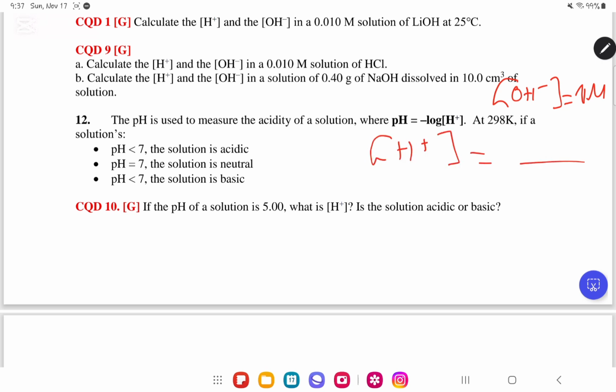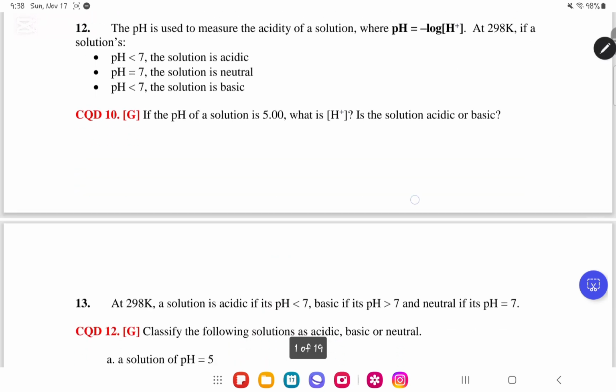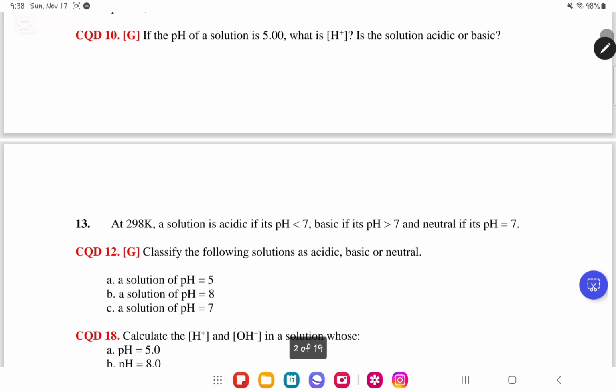Again, by applying the formula, you're going to get 1 times 10 to the power of negative 14 divided by the concentration of OH minus. So it is 1 times 10 to the negative 14 divided by 1, which is 1 times 10 to the negative 14. So this over here is the concentration of H plus. So we finished CQD number 9. Let's move on to CQD number 10.